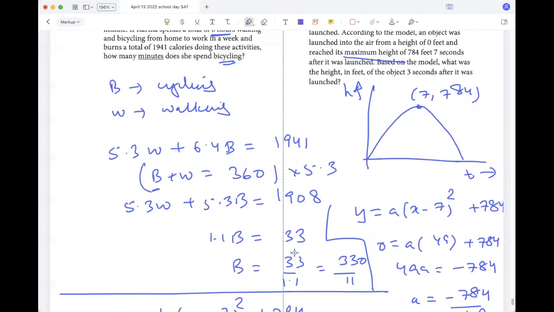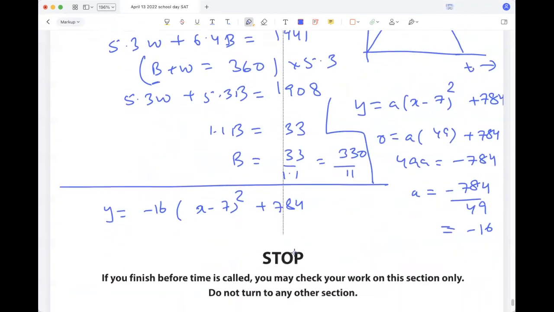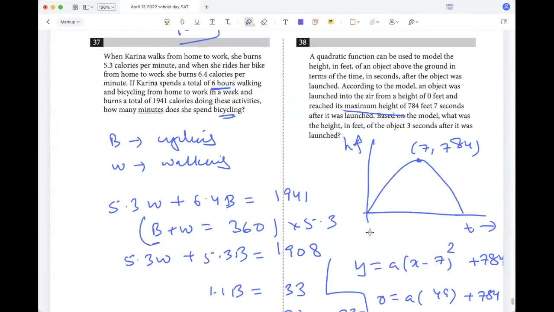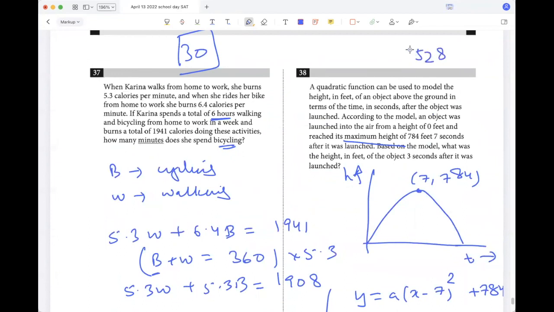Now they want us to find the height 3 seconds after the object was launched. So x is 3. So y is minus 16 times 3 minus 7, minus 4 whole squared, 16 plus 784. So that's 784 minus 256. 528, right? Just confirm. 14 minus 6, 8. 7 minus 5, 2. 7 minus 2, 5. So 528 was the height 3 seconds after the object was launched.